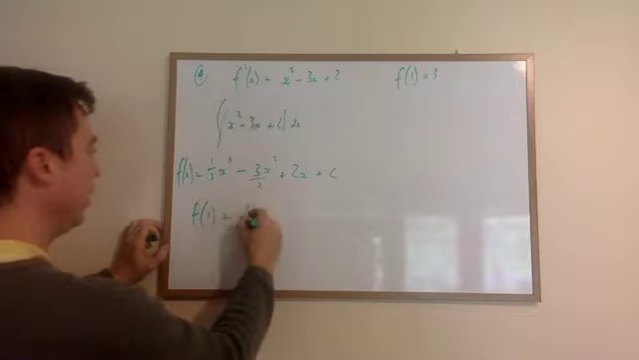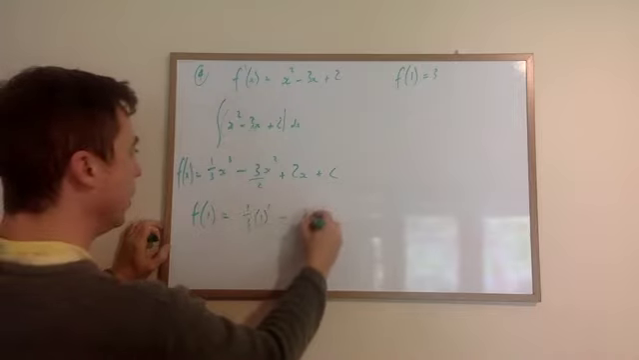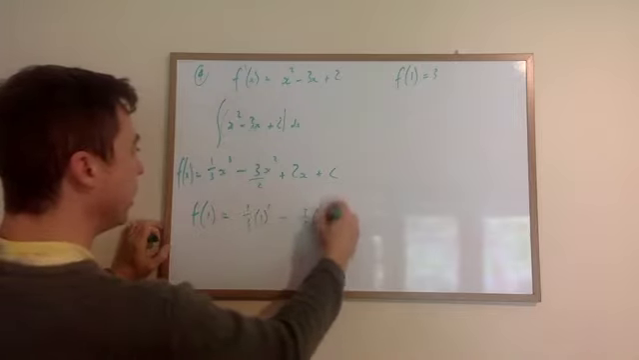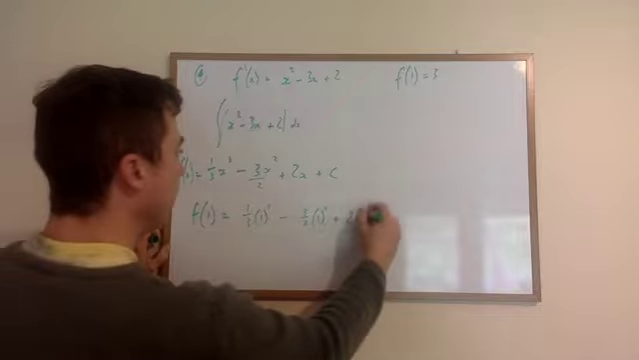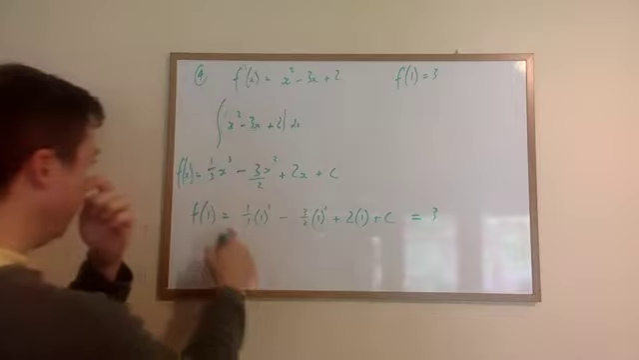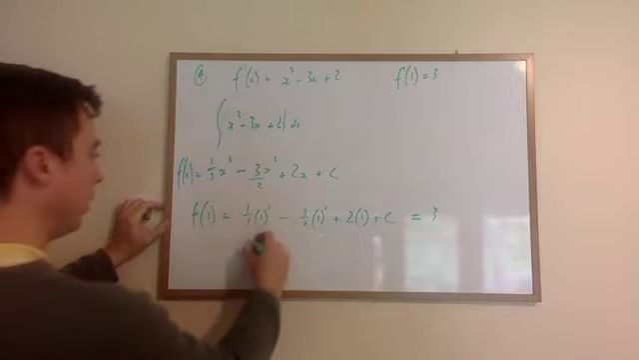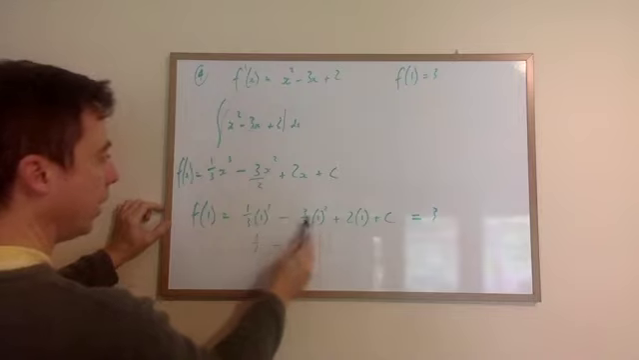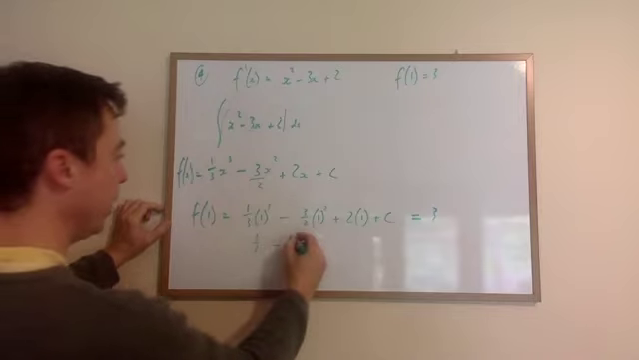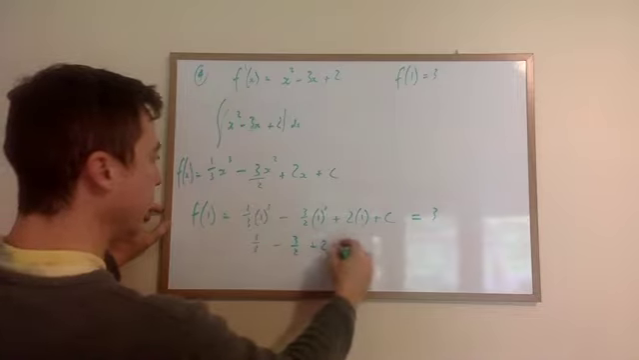And if I put 1 into here, what happens? I'm going to get a third times 1 cubed minus 3 on 2 times 1 squared plus 2 times 1 plus some constant, and it's all got to equal 3. Right? So here I'll have a third. Here I'm going to have 1 squared is 1, so minus 3 on 2. Now I've got plus 2.